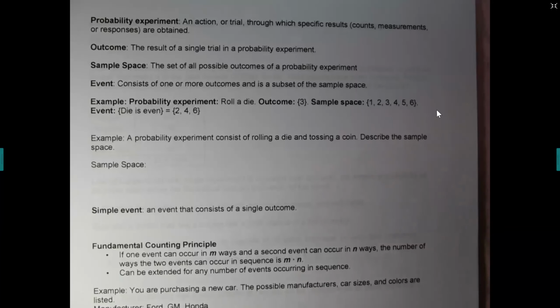So that's chapter 3, guys. A probability experiment is an action or a trial through which specific results, counts, measurements, or responses are obtained.